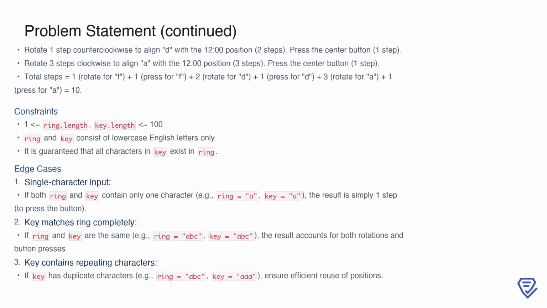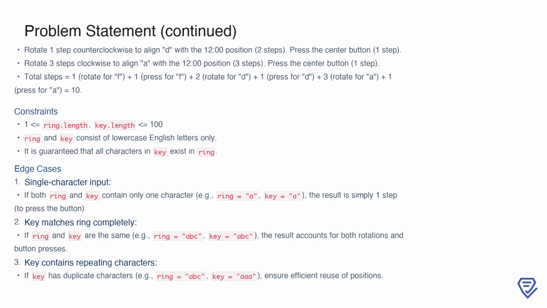In a final example, if ring is "abcdf" and key is "fda", you start with A at the 12 o'clock position. To select F, you rotate one step counterclockwise, which takes one step, and then press the center button to select F, adding another step. Next, to align D, you rotate 2 steps counterclockwise, taking 2 steps, and press the center button to select D, adding one more step. Finally, to align A, you rotate 3 steps clockwise, taking 3 steps, and then press the center button to select A, adding another step. The total number of steps is 1 for rotating to F, 1 for pressing F, 2 for rotating to D, 1 for pressing D, 3 for rotating to A, and 1 for pressing A, which makes a total of 10 steps.